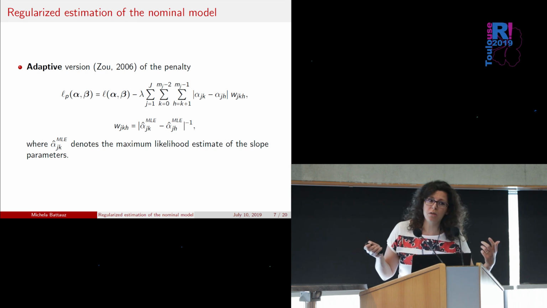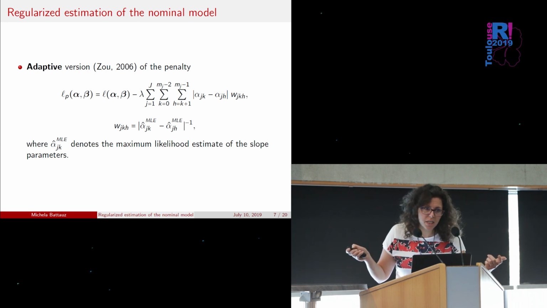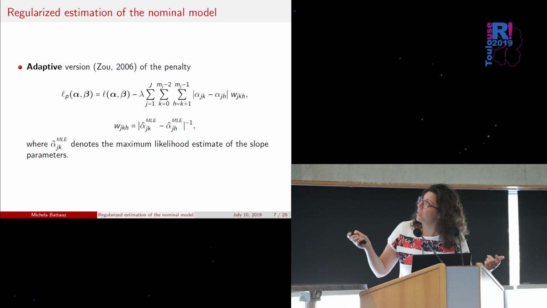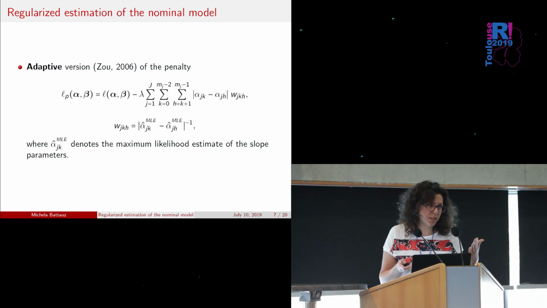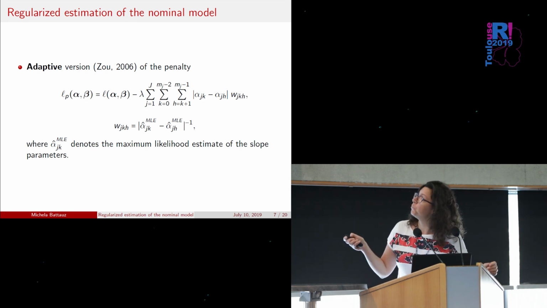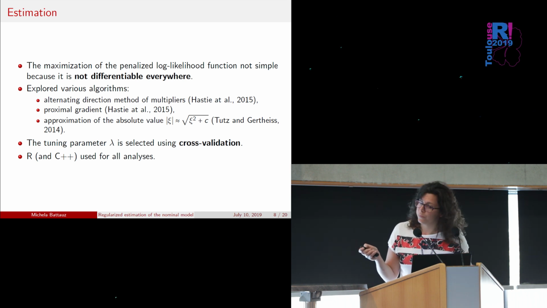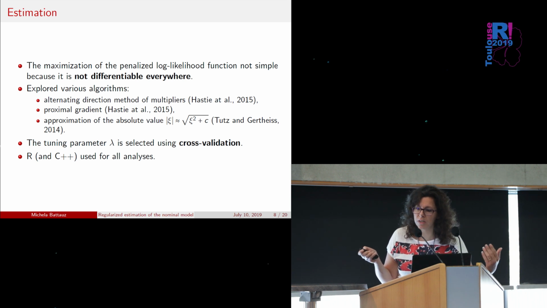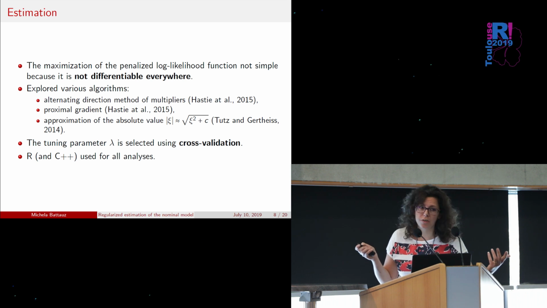I explored also an adaptive version of this penalty that includes these weights that depend on the maximum likelihood estimates. So when the maximum likelihood estimates of these low parameters are very close, this weight is very high, and then it is very likely that these low parameters are fused. The maximization of the likelihood function is not very simple because the absolute value is not differentiable.